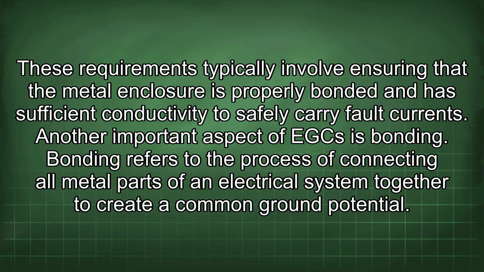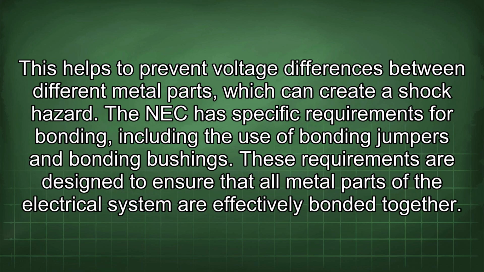Bonding refers to the process of connecting all metal parts of an electrical system together to create a common ground potential. This helps to prevent voltage differences between different metal parts, which can create a shock hazard. The NEC has specific requirements for bonding, including the use of bonding jumpers and bonding bushings.